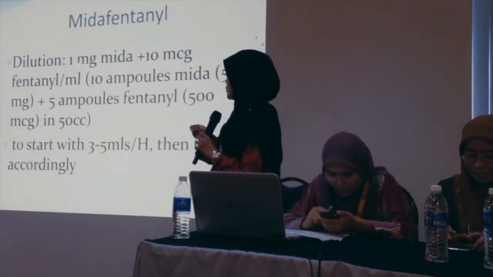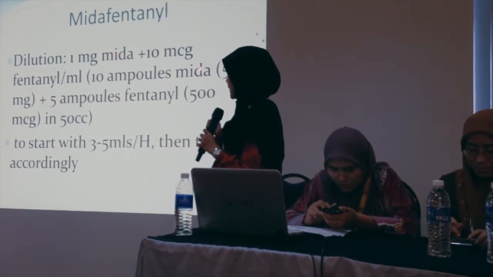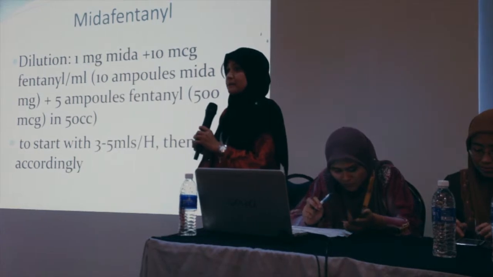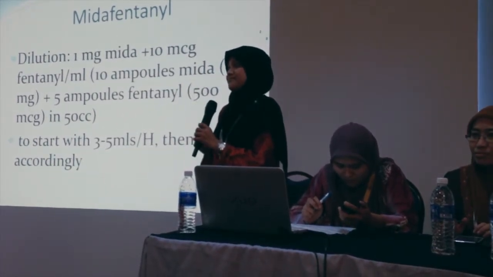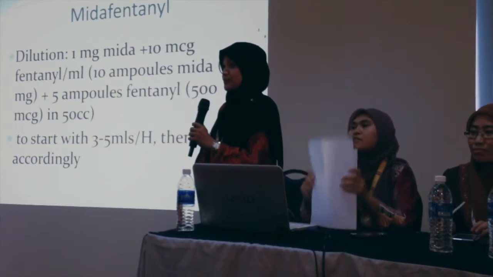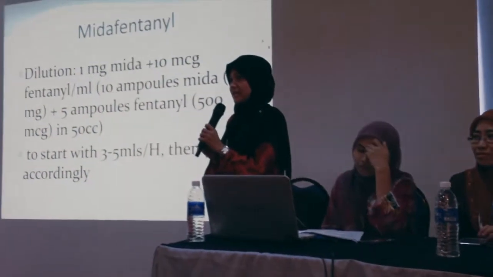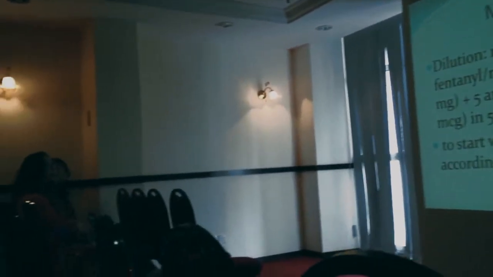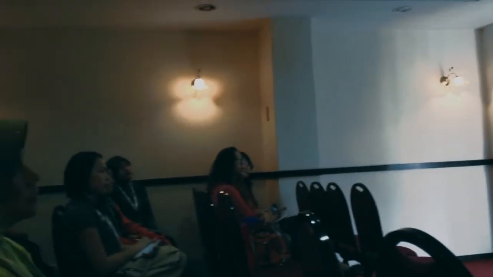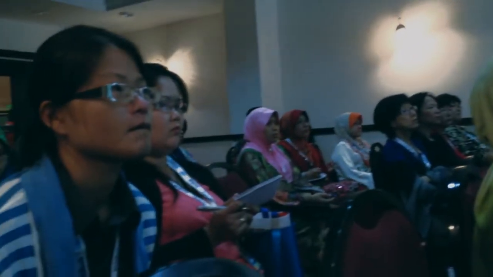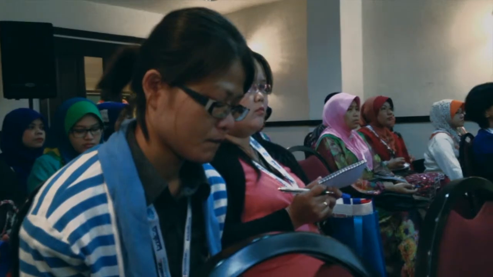Midafentanyl, dilution of 1 milligram mida plus 10 mic. The usual ampule of fentanyl is how many mic per ampule? One ampule is usually how many mils? 2 mils, correct. Per mil, how many mic? 50 mic. So 1 ampule consists of 100 mic fentanyl, in 2 mils.